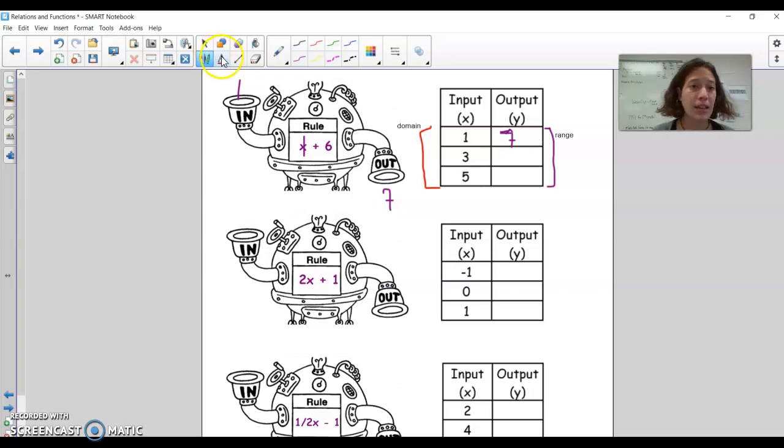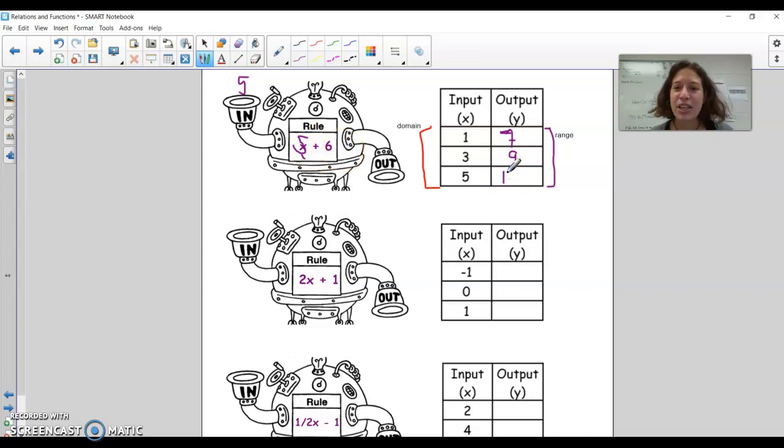Okay, let's try the next one. Let's see. So I'm going to put in, what's the next? 3. I'm going to put in a 3. Here we go. Pop in a 3. It goes into the machine. 3 plus 6 is 9. And so my output is 9. Easy, huh? Okay, let's try our next one. So I'm going to put in a 5. Boop. Goes into the machine. You like my sound effects? Okay, and then I have 5 plus 6 is 11.